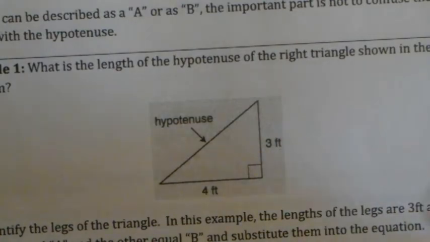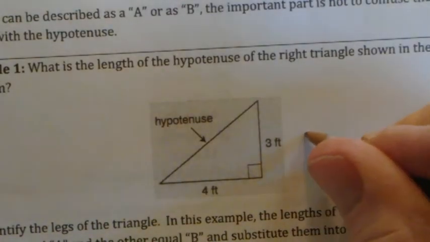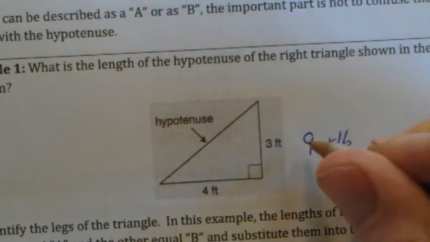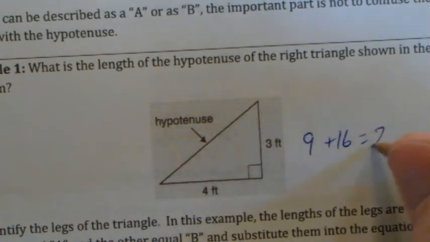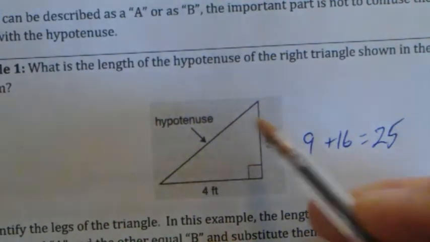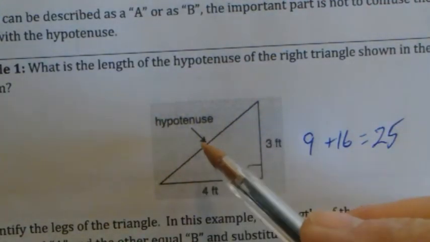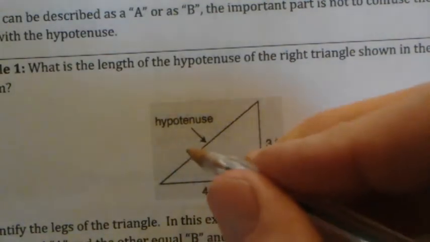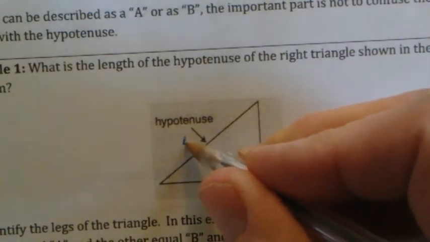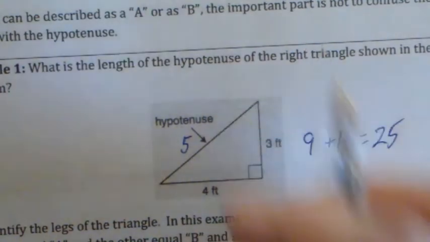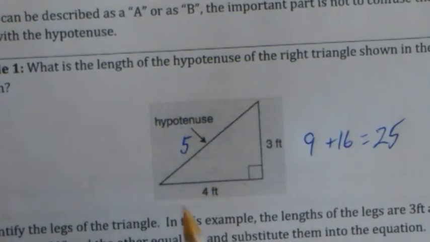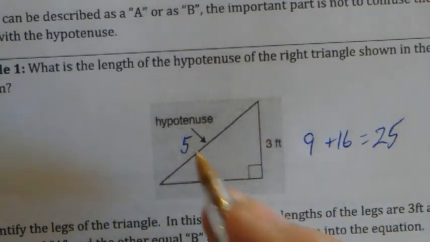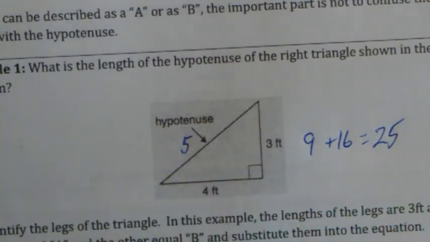If you square 3, you get 9. You square 4, you get 16. 9 and 16 is equal to 25. So we know that this side squared is 25. What number squared is 25? 5. This one would be 5. And this is a famous right triangle because it has nice round numbers, no decimals. It's called a 3, 4, 5 right triangle.